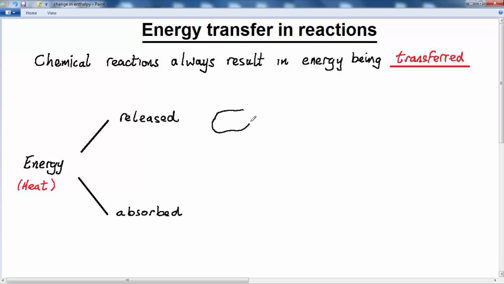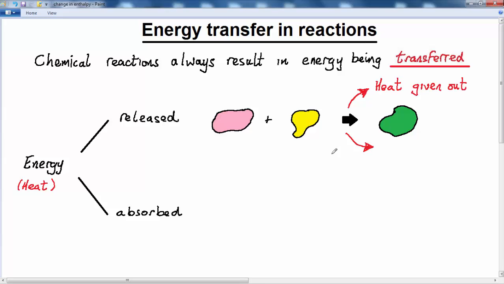So looking at the first case where we've got two substances reacting, they're producing a new substance. Call it green if you want. We're not really interested in the nature of substances in this particular case. What we're interested in is what's going on at the energy level, and in this particular reaction, energy is being released. So heat is given out. Now, if this reaction were taking place, for example, in a test tube or in a beaker, then what you would see as a result of the heat being given out is that the temperature will rise. So in this particular case, we'll get an increase in temperature.